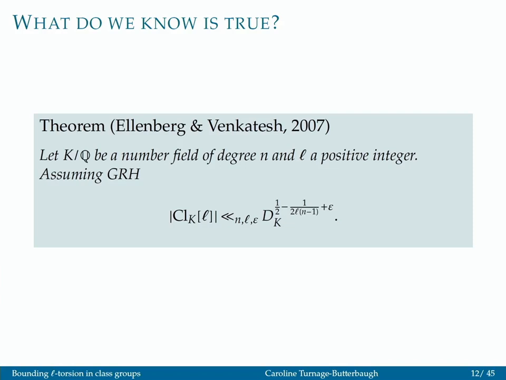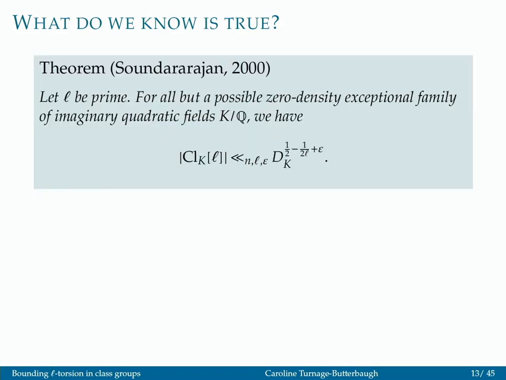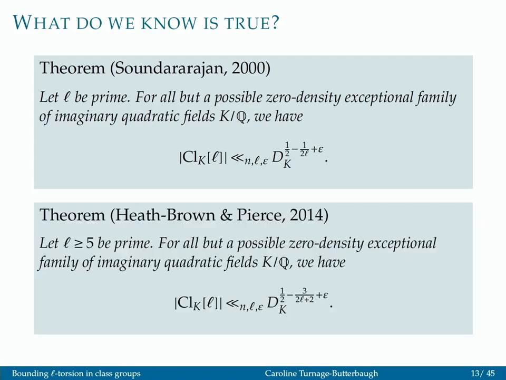Okay. Now, maybe you can say something else. Instead of wanting the result to hold for all K, maybe you want it to hold for all but a possible exceptional family that's very, very small, of zero density. And so in 2000, Soundararajan showed that if L is prime, then for all but a possible zero density exceptional family of imaginary quadratic fields, you can get a non-trivial upper bound on the size of this L-torsion subgroup. And then in 2014, Heath-Brown and Pierce showed that if L is greater than or equal to 5 and prime, then we can get this for imaginary quadratic fields as well, with a little bit more taken off.